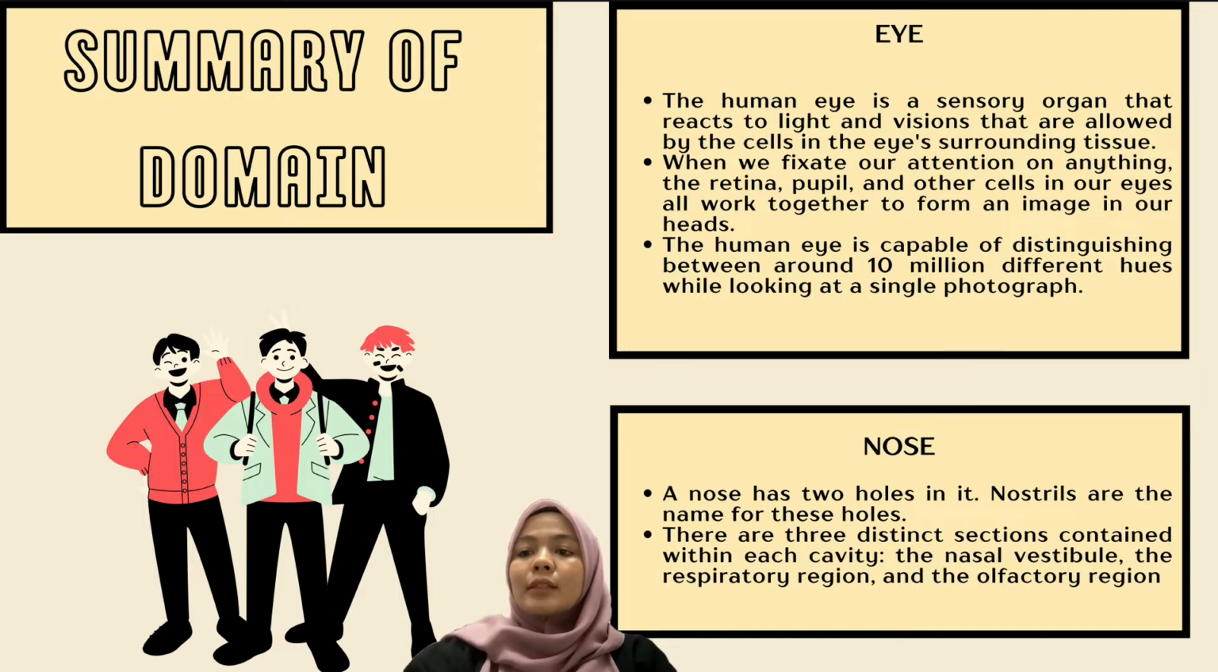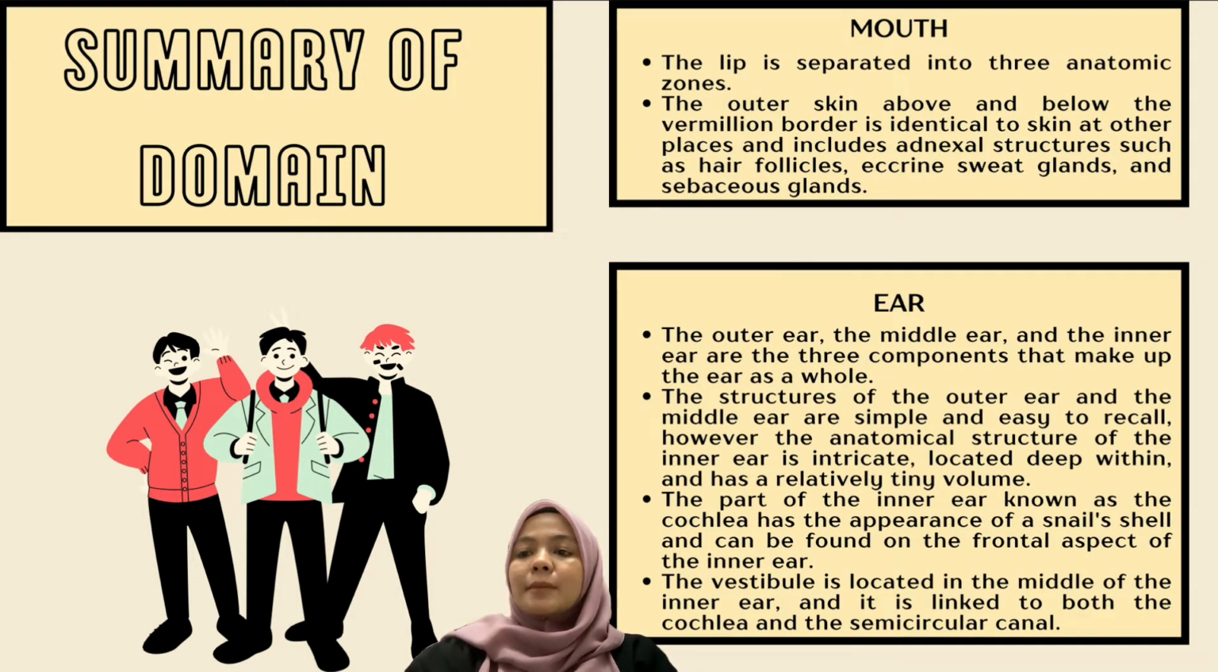The second one is nose. A nose has 2 holes on it. Nostril is the name of these holes. There are 3 distinct sections contained within each cavity: the nasal vestibule, the respiratory region, and the olfactory region. The third one is mouth. The lip is separated into 3 anatomic zones. The outer skin above and below the vermilion border is identical to skin at other places and includes adnexal structures such as hair follicles, eccrine sweat glands, and sebaceous glands.